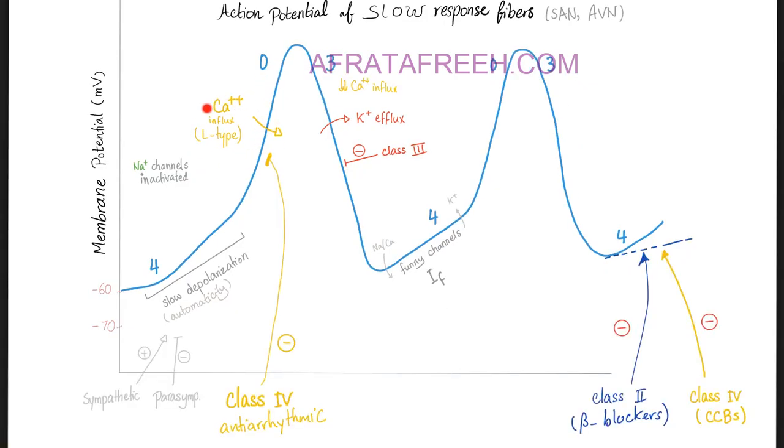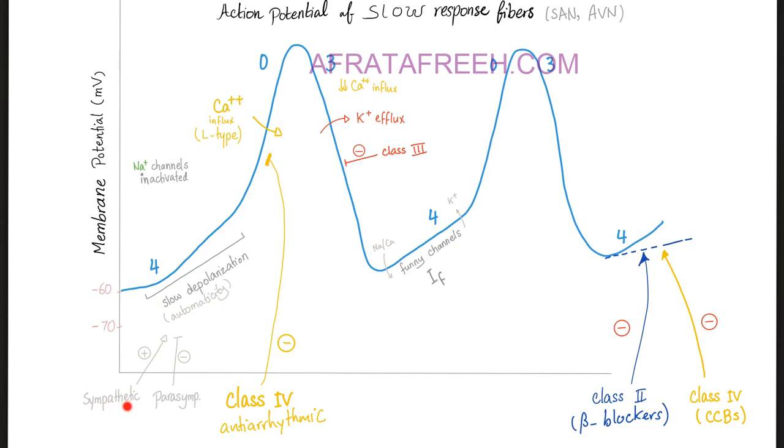So in phase 0, we have calcium channels. We block them by class 4 antiarrhythmics, the calcium channel blockers such as verapamil or diltiazem. Phase 3 is by class 3, the potassium channel blockers such as amiodarone, dronedarone, dofetilide, ibutilide, and sotalol. And then we go to phase 4, the slow depolarization phase, the actual automaticity.